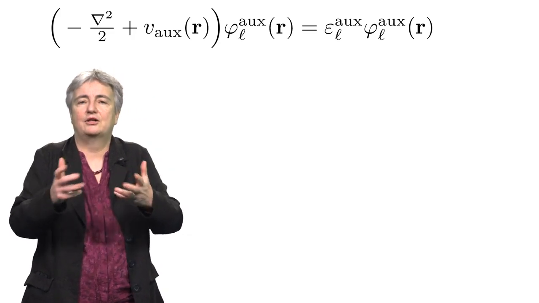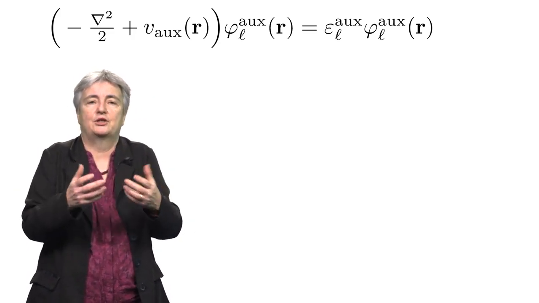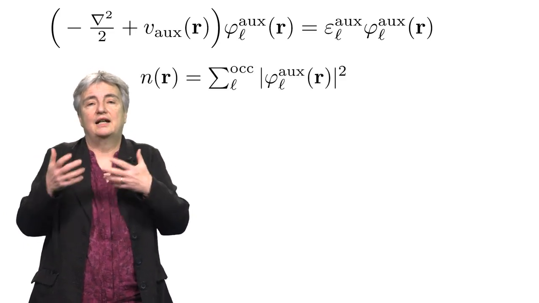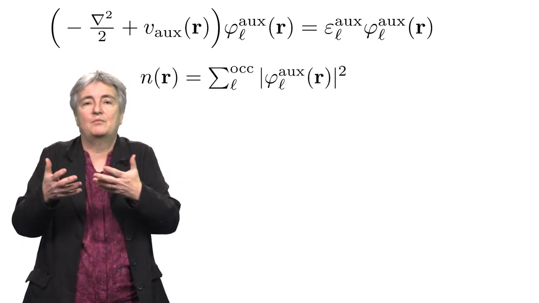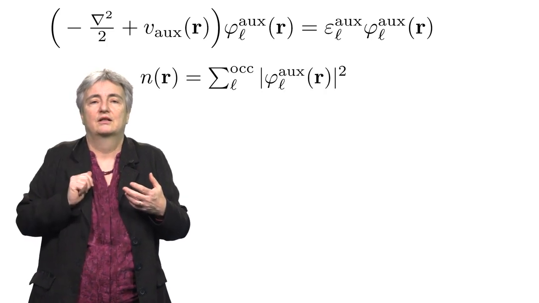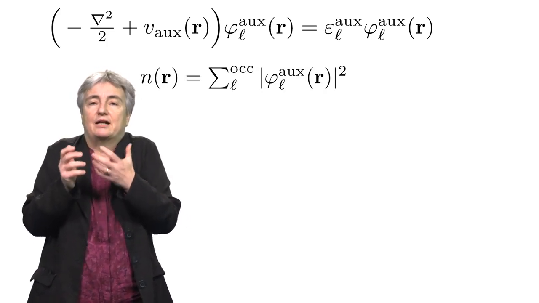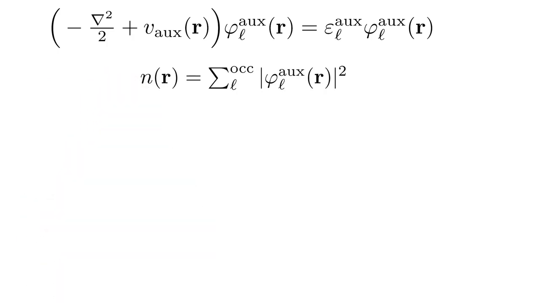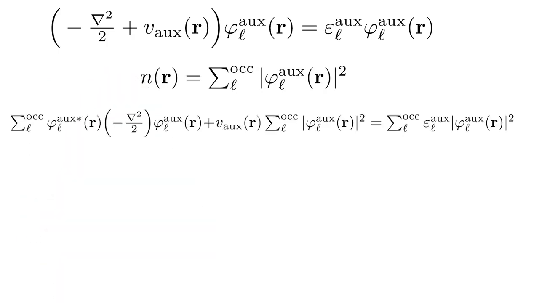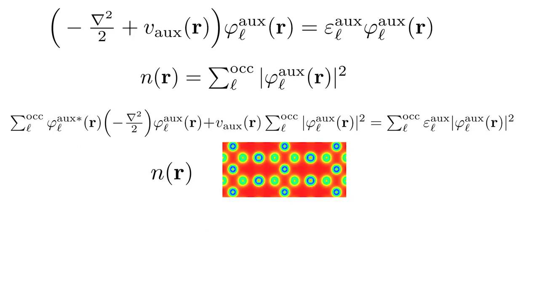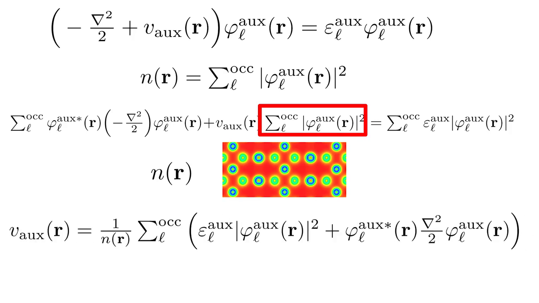We can turn the non-interacting problem into a Schrödinger equation for a single electron and calculate its density as the sum over squared wave functions. To make the density appear directly in the Schrödinger equation, I multiply by the complex conjugate of the one-electron wave function and sum over occupied states. Now the density, which we suppose to be given, appears. It simply multiplies the auxiliary potential. And we can now solve the equation for the potential.